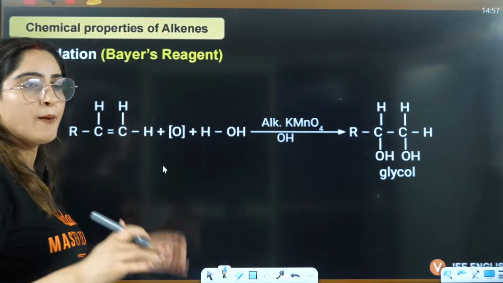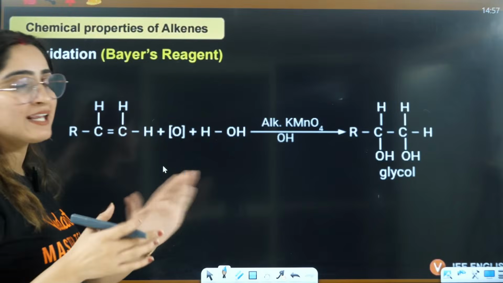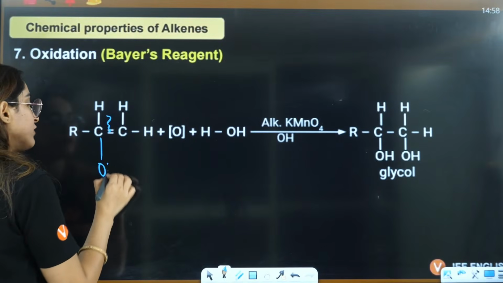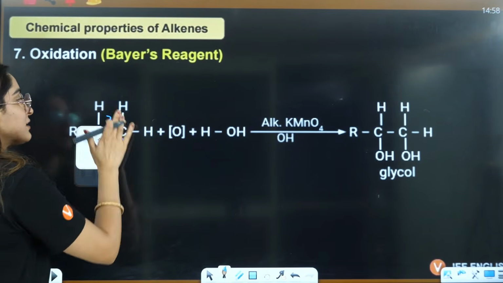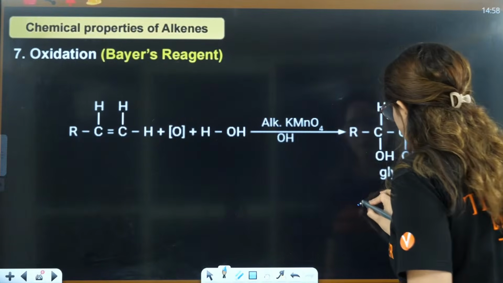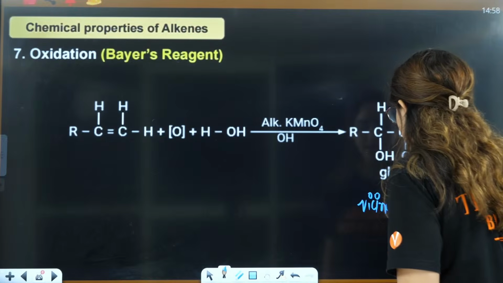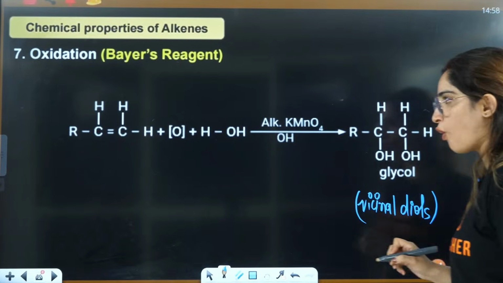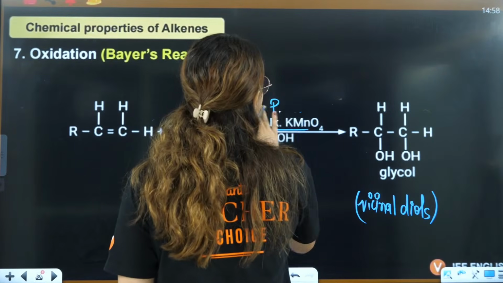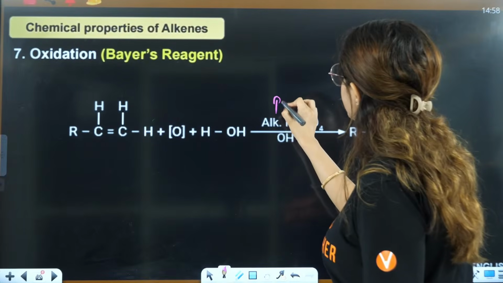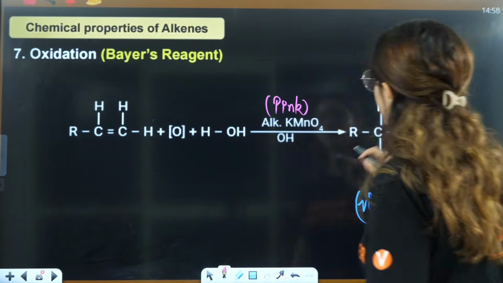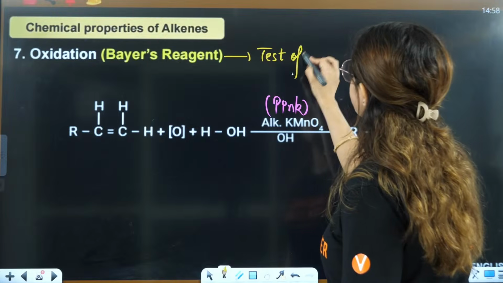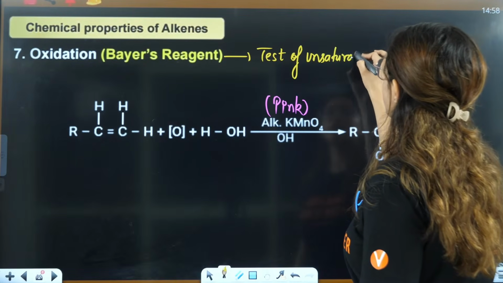When we add alkaline KMnO4 on the alkene, the pi bond will break and you will have the attachment of OH and OH. That means you will have the formation of vicinal diols, that means diols on adjacent positions. Alkaline KMnO4 is a pink colored compound. And this is also a test of unsaturation.